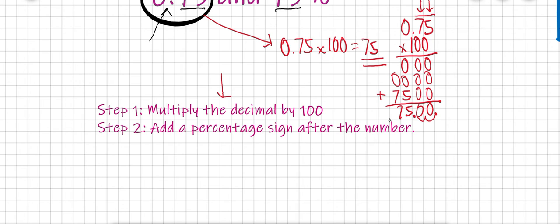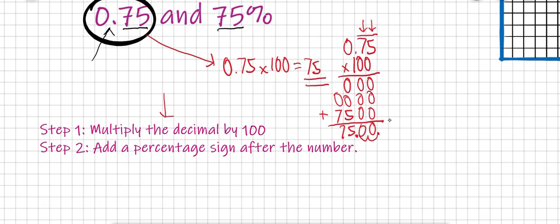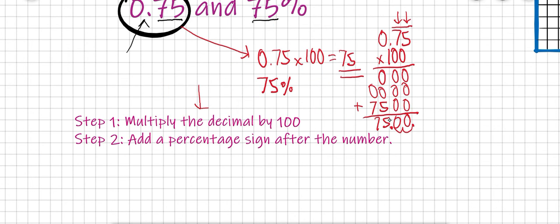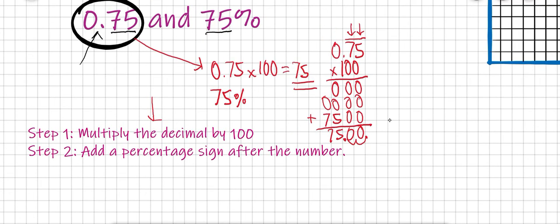The second step is really easy. Now all you need to do is put a percentage sign after the number. So the percentage would be 75%. That's all we need to do. So it's basically just one step. We just have to multiply it by 100. That's all we have to do to convert.